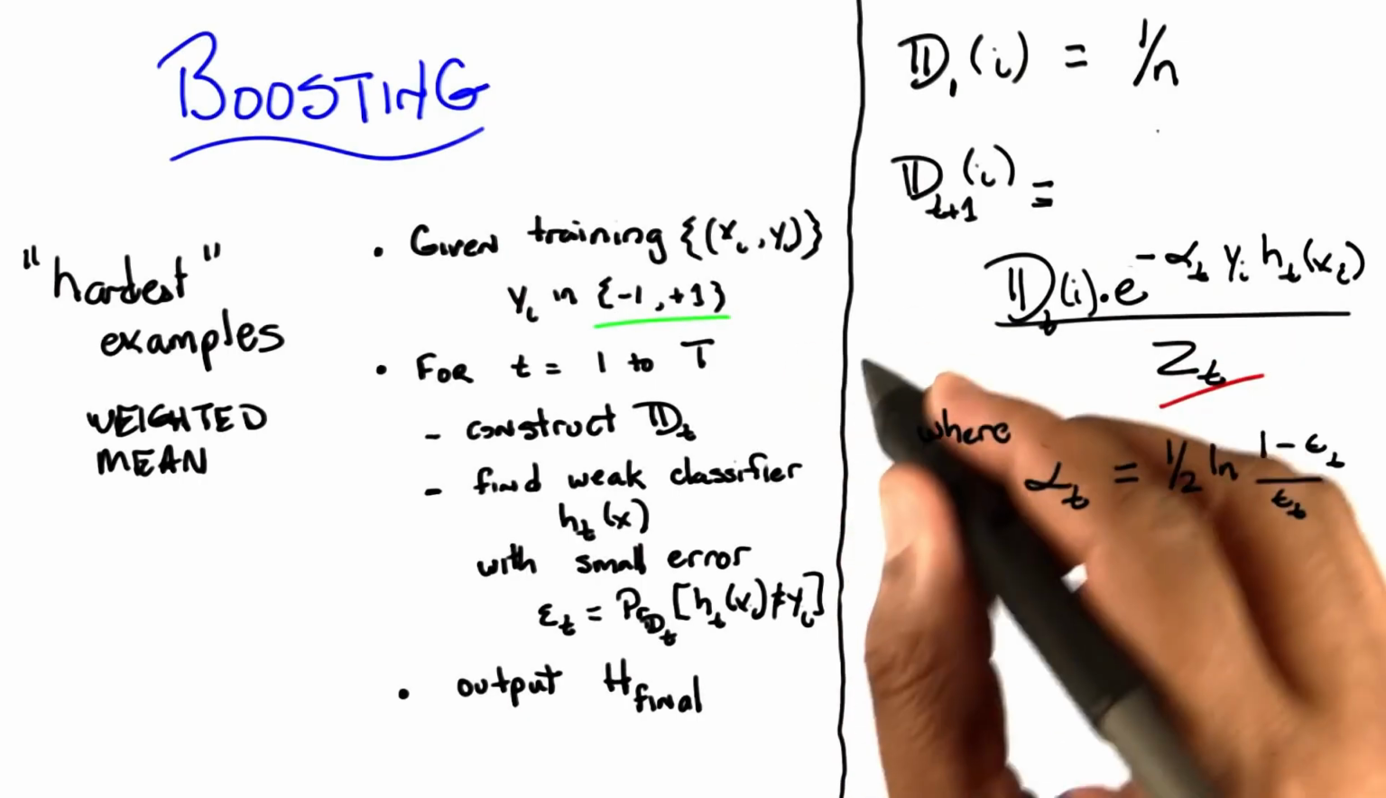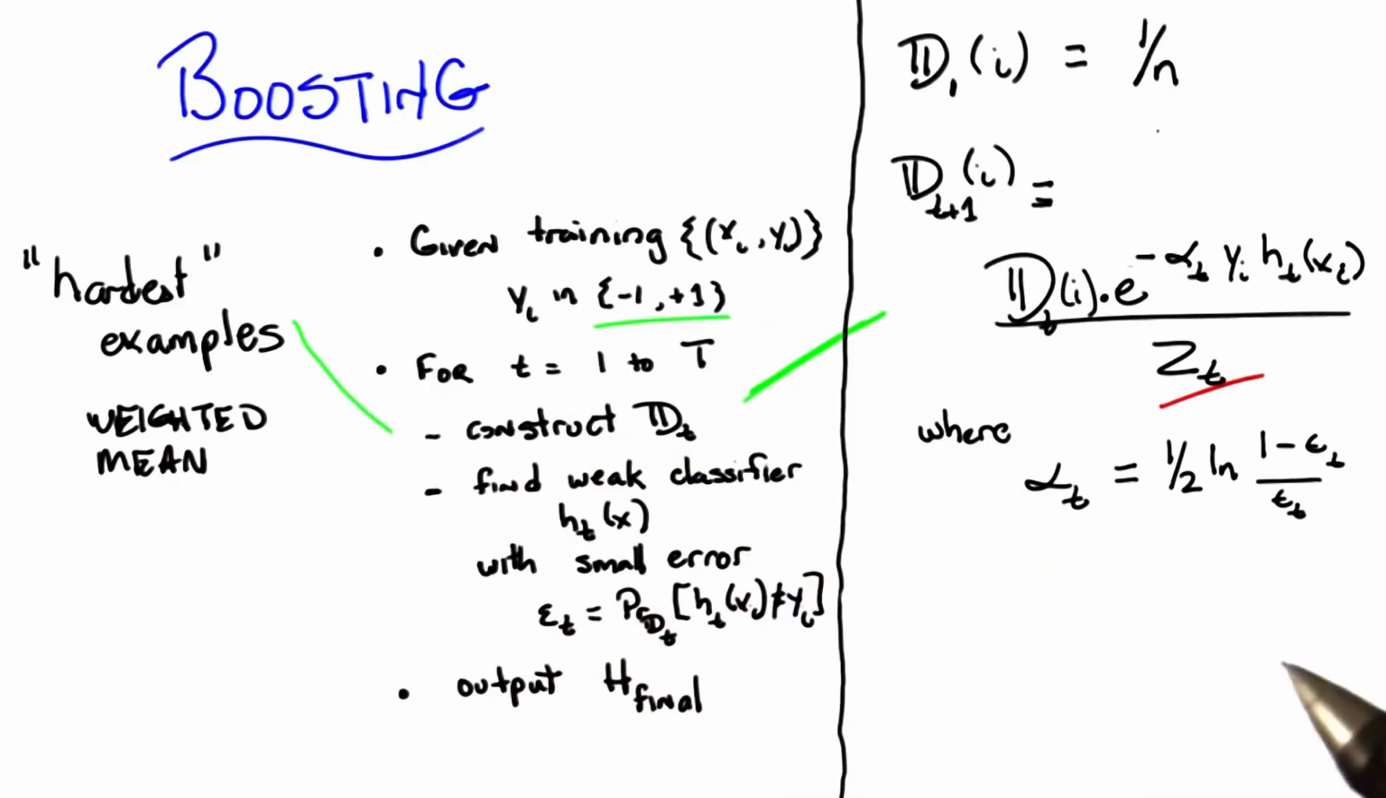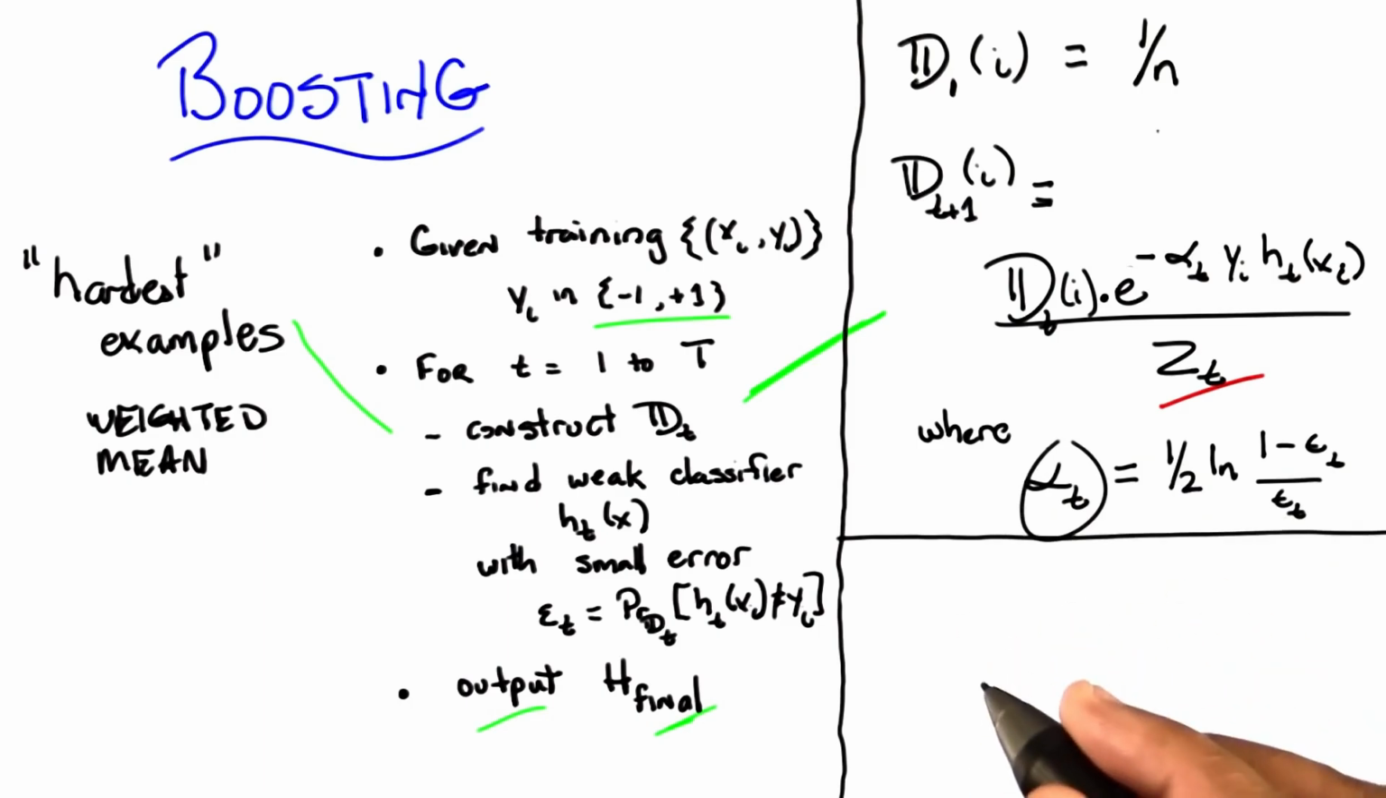So that ties together what constructing D does for you and connecting it to the hardest examples. So now that gets us to a nice little trick where we can talk about how we actually output our final example. The way you construct your final example, the way you do that combination in the step, is basically by doing a weighted average. And the weight is going to be based upon this alpha sub t.